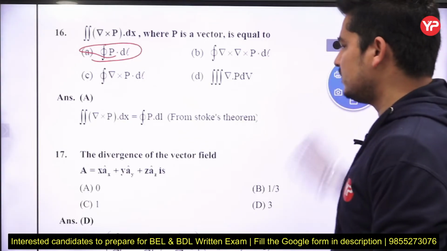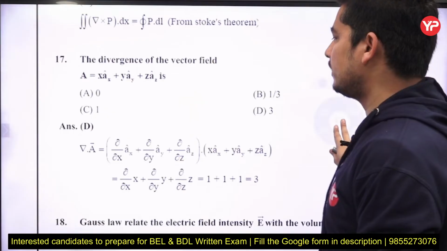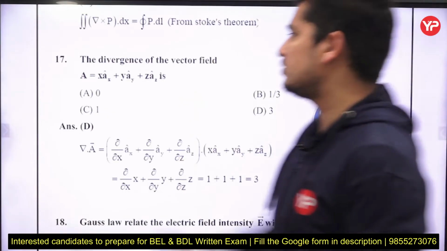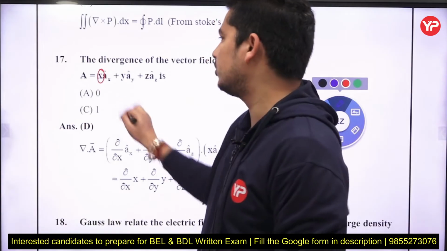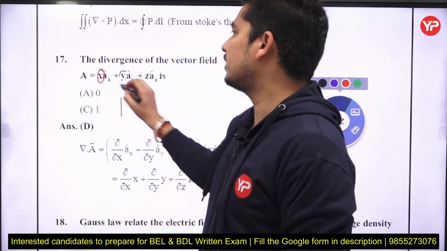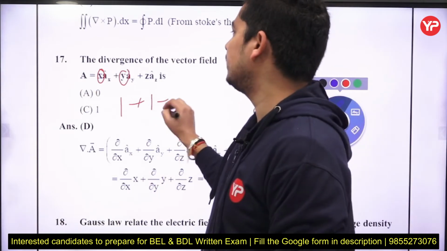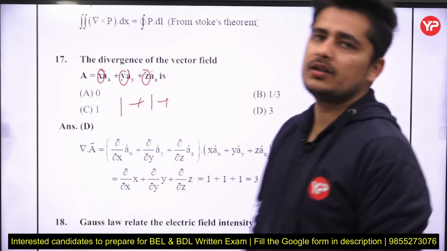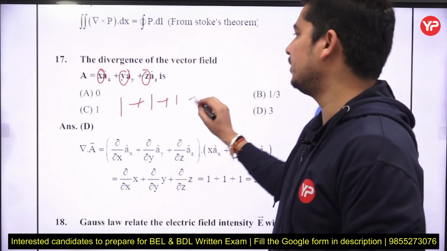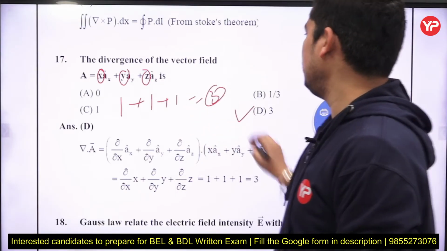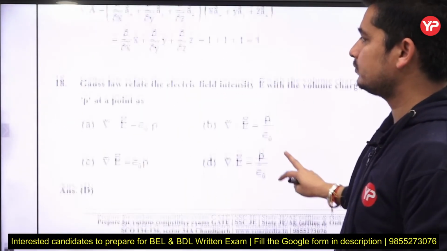The divergence of a vector field that is given to you. If you are calculating the divergence, you have to take the derivative of the first x component with respect to x, that is going to be 1, plus the derivative of the second component with respect to y, that is also going to be 1, and the derivative of the third z component with respect to z, that is also going to be 1. So the answer will be 3, answer D, if you are taking the divergence.